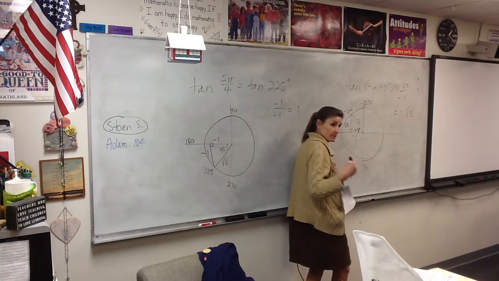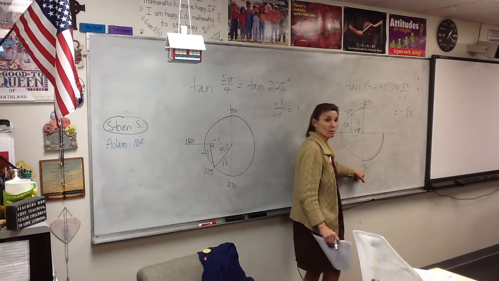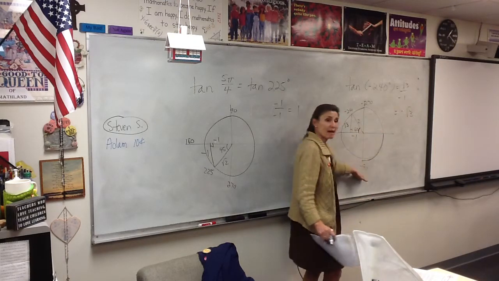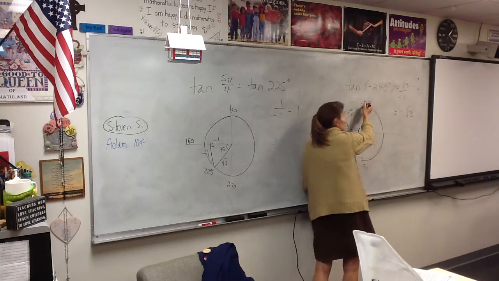If you go this way, this would be 90 degrees. Would you agree with me? If I go this way? When you go down, it's negative. If you go up, it's positive. So if I go up, this would be 90.